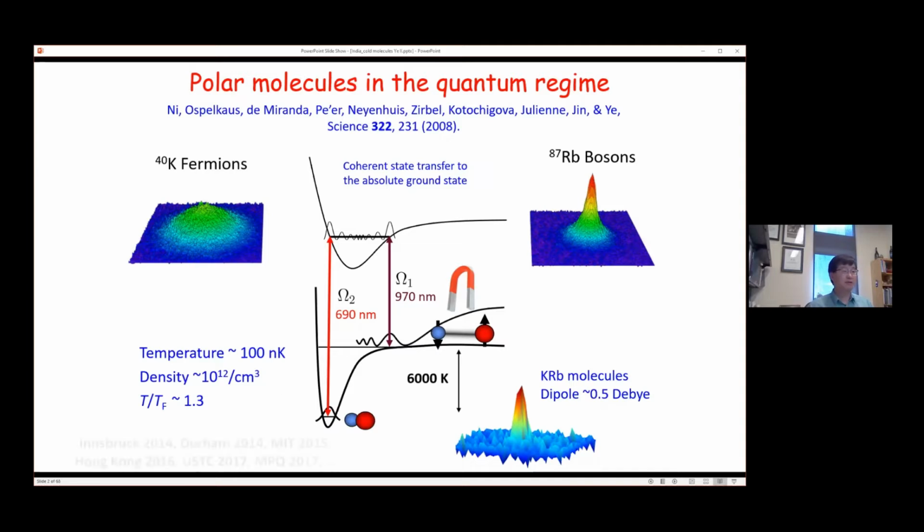And I want to take this opportunity to also highlight that there are a lot of international efforts now going on worldwide using this particular approach to generate ultracold molecules. And many exciting results are coming out. Some of them I will cover during this talk.